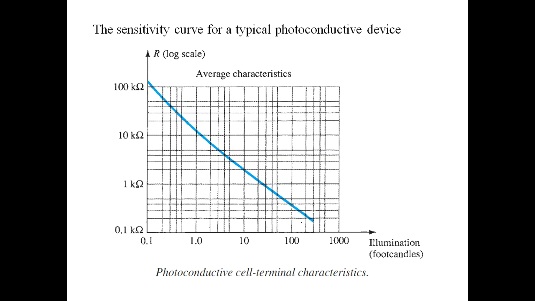Just to talk about the sensitivity curve of a typical photoconductive device, what does this graph state? It's a simple one. As the illumination increases, as the strength of the light increases, what is happening to the associated resistance? Since the conductivity increases, it's quite natural that the resistance keeps decreasing. By the way, it's in log scale, so that means the resistance is decreasing very rapidly.